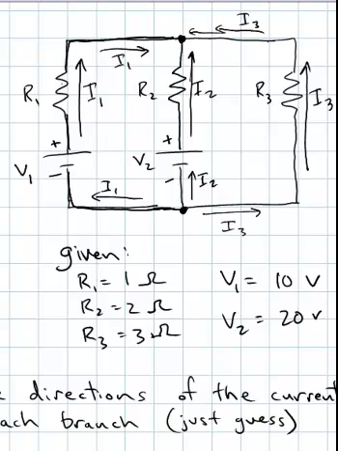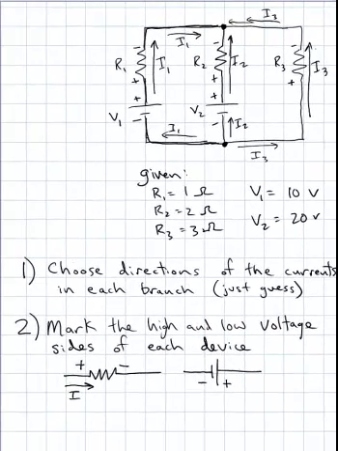So for R1, my current is going up. So the bottom of R1 must be at a higher potential than the top. The bottom of R2 must be at a higher potential than the top because the current is going in that direction. And the bottom of R3 must be at a higher potential than the top of R3. So these are just to help you later, as you're doing your loop rule, figure out whether you're adding or subtracting, whether that potential difference is positive or negative.